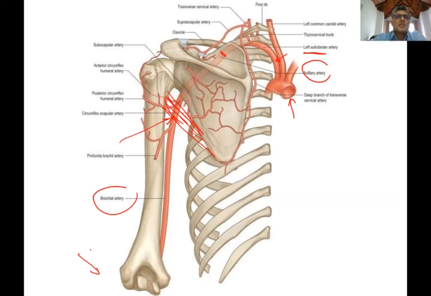So its branches and everything we will discuss little by little. Certain branches I might miss. Okay, so it doesn't matter. Okay, take the big picture. Okay. So that is one thing.